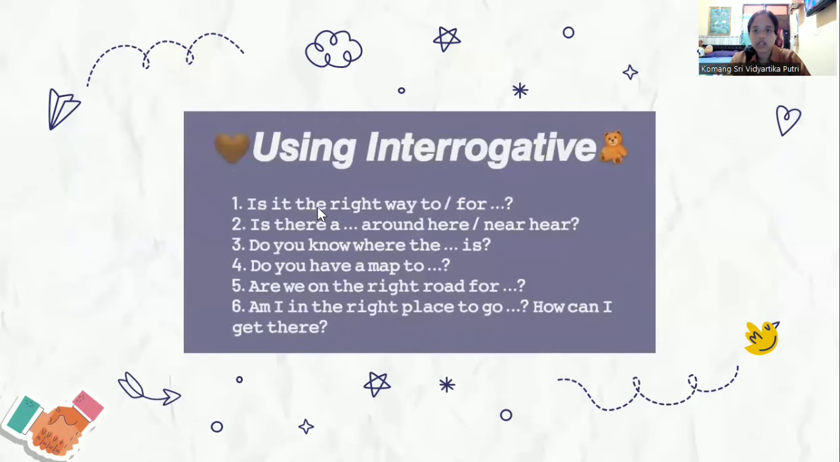This is another expression, using interrogative sentences. The first is, is it the right way to or for? Is there a blank around here or near here? Do you know where blank is? Do you have a map? Are you on the right road for blank? Am I in the right place to go to blank? How can I get there?